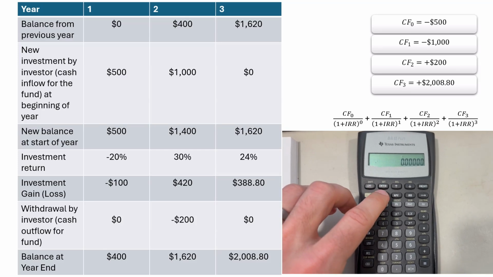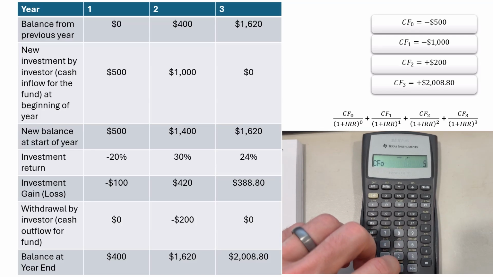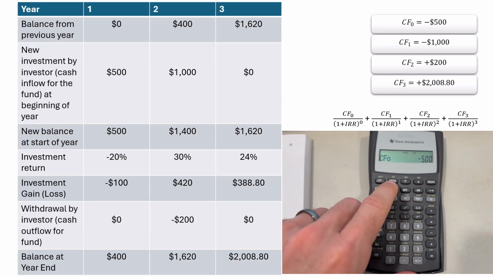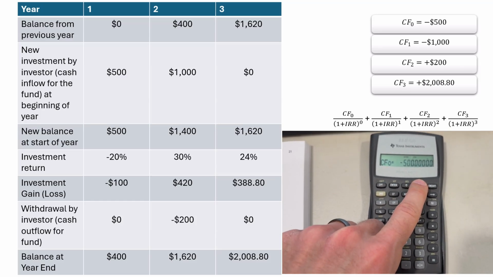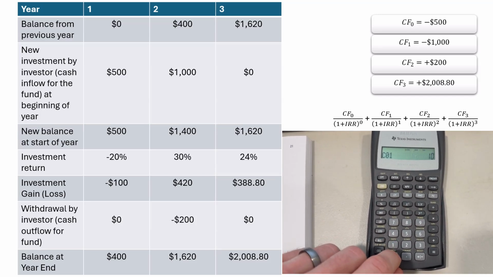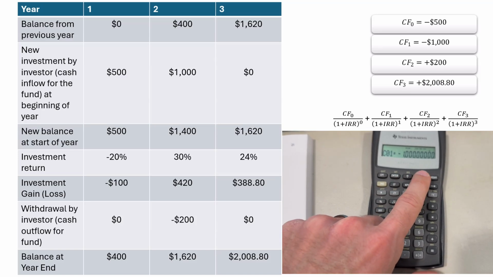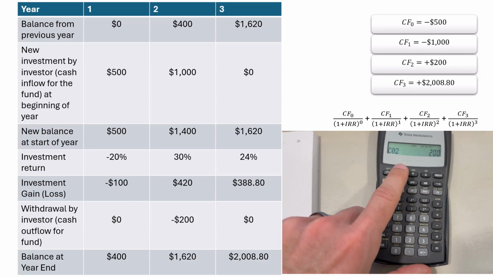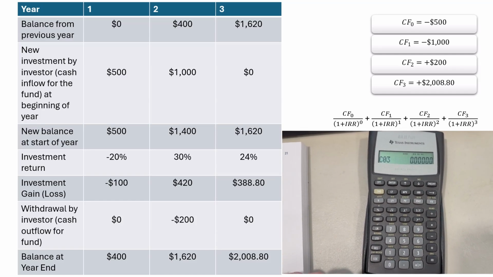First, press the CF button on the calculator to start entering the cash flows. Enter the first cash flow of $500 and make sure it's negative since it's an outflow for the investor. Hit the Enter button, then press the down arrow to enter the cash flow for time 1. We enter negative 1,000 for the time 1 cash flow and plus 200 for cash flow at time 2, and $2,008.80 for the cash flow at time 3.